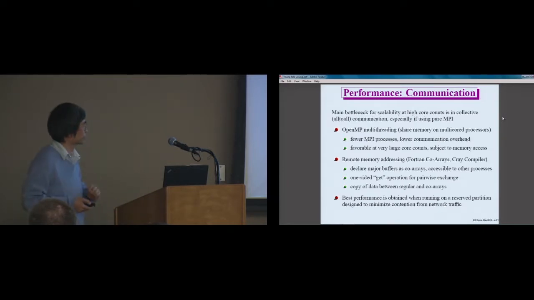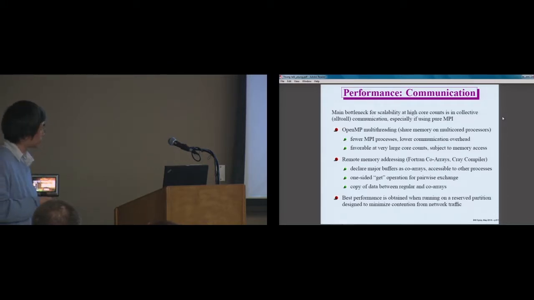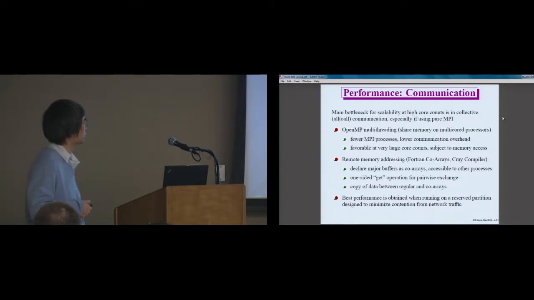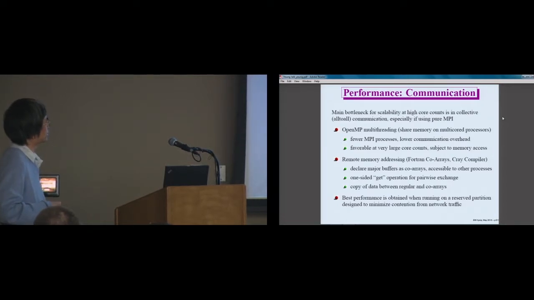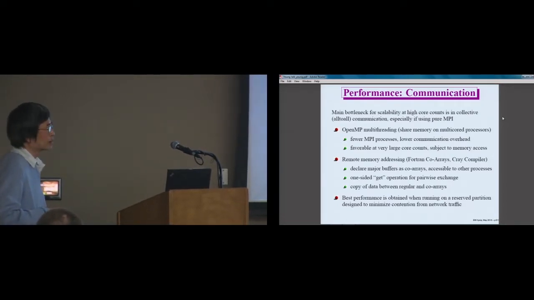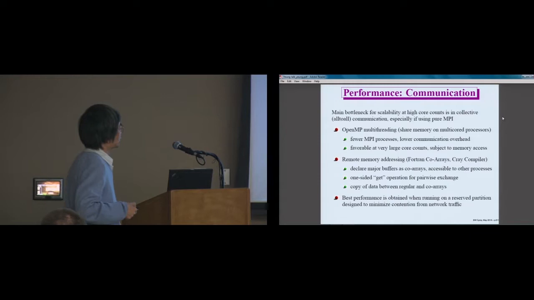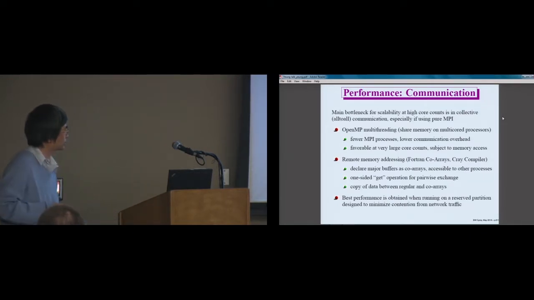really adapted by Bob Fiedler of Cray, and he has really done the heavy lifting work for us. So the idea is to use the coarray feature that is supported by the Cray compiler. So we declare some major communication buffers, we declare a number of so-called coarrays. So in coarrays, the data are accessible to other processors. So we do essentially one-sided communication.